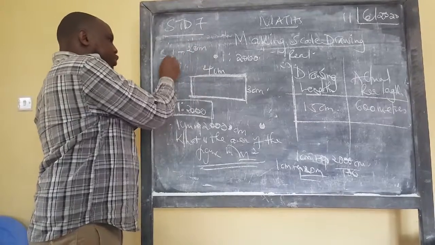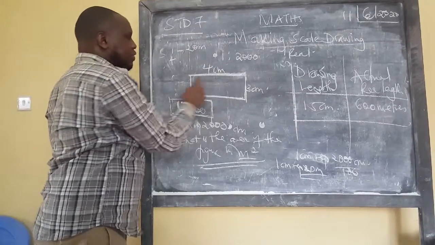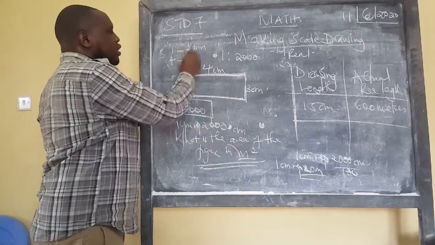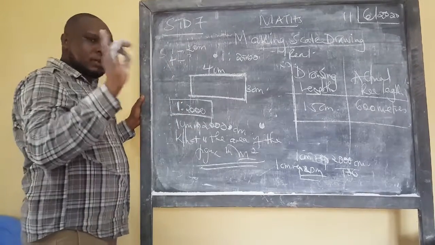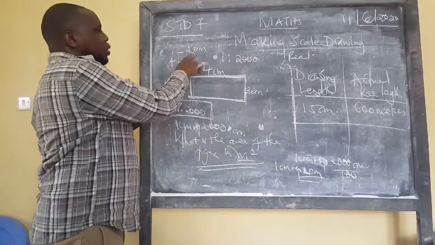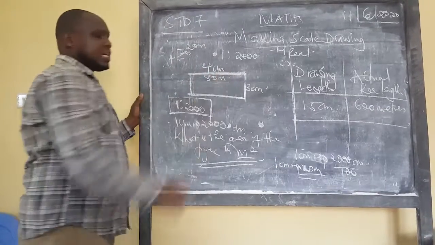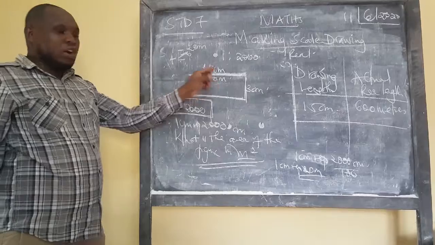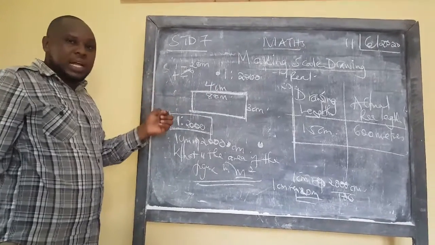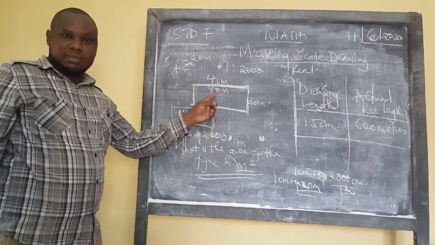So you say, if I draw 1 centimeter, I have drawn 20 meters. What about if I draw 4 centimeters on the length? That will be equivalent to how many meters? So that is number 1. 4 times 20, you get 80. So in this case, it is 4 centimeters on the drawing length, but the actual length in meters is 80 meters.